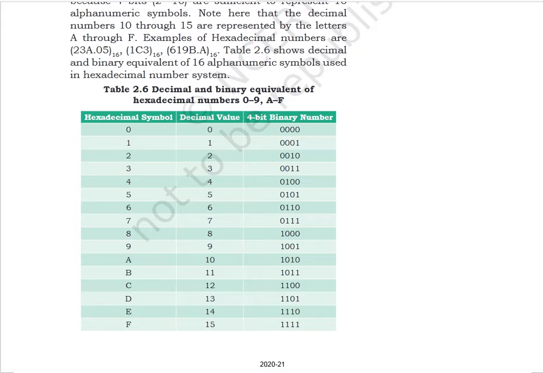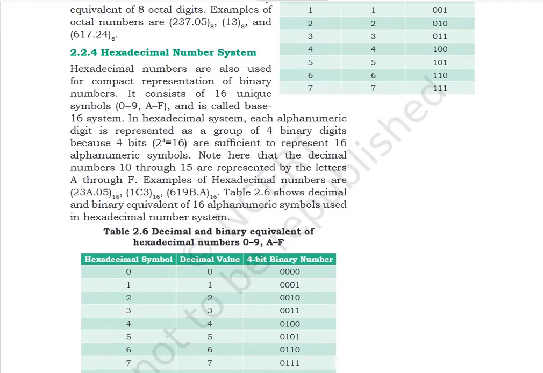Decimal and binary equivalents of the hexadecimal number. Hexadecimal symbols are here, 0 to F. For 0 the equivalent value in a grouping of 4 is 0 0 0 0, four zeros. For 1 it is 0 0 0 1, for 2 it is 0 0 1 0, like this. This is the complete chart for hexadecimal number and its equivalent binary number form.